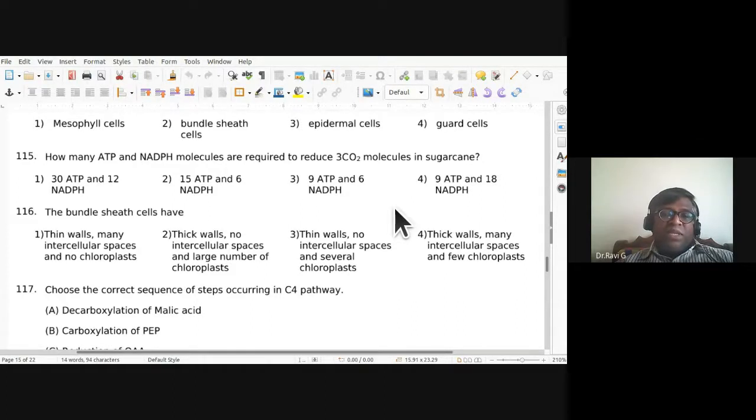So this is going to be the tricky answer for this. You have to calculate the total number of ATP and NADPH molecules required to reduce carbon dioxide molecules in sugarcane. So first the fixation of carbon dioxide, later there is a reduction process, isn't it? So for 115, the correct answer is B. 15 ATP is required and 6 NADPH is required. So 15 ATP for 3 carbon dioxide and 6 NADPH is required. Okay.